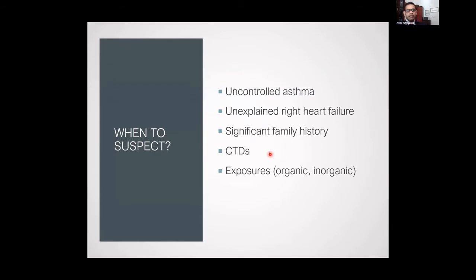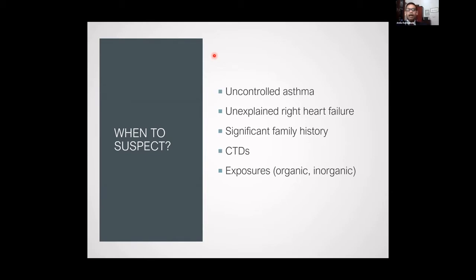So when to suspect interstitial lung disease? I'd like to emphasize uncontrolled asthma. Even in my first case, she had breathlessness for about 3 months and was managed as asthma. So uncontrolled asthma is one of the commonest presentations of interstitial lung disease. They have cough and breathlessness. Most of the doctors and physicians treat it as asthma with inhalers, but they're not responding. So when a patient comes to you with uncontrolled asthma, it is very important to look into other etiologies like interstitial lung disease. The second is unexplained right heart failure or pulmonary hypertension.